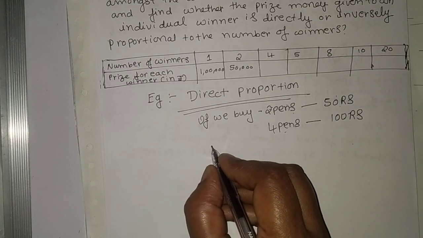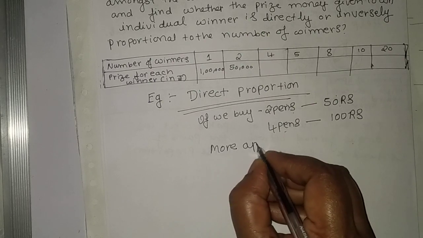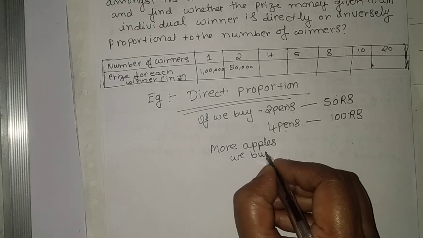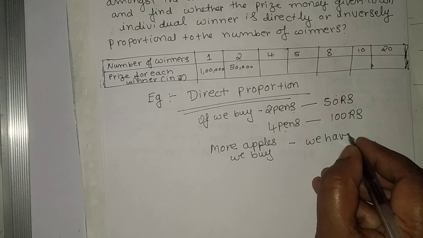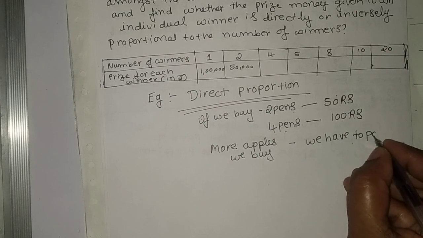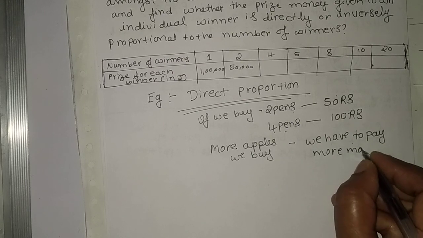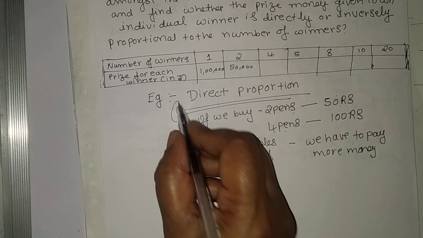And one more example. More apples we buy, more money we have to give. We have to pay more money. So these are the two examples of direct proportion.